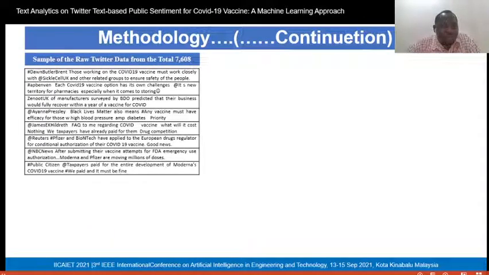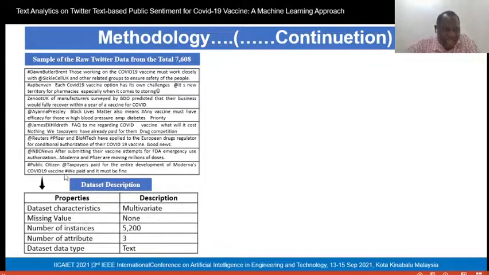This is the continuation of the methodology. This is a sample of the data collected, and you can see the raw Twitter data that we have collected is about 7,608. You can see the data is somewhat noisy, so we have to prepare the data before we can pass it into the machine learning algorithms for classification and evaluation.